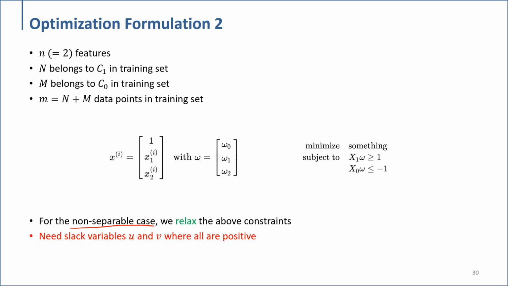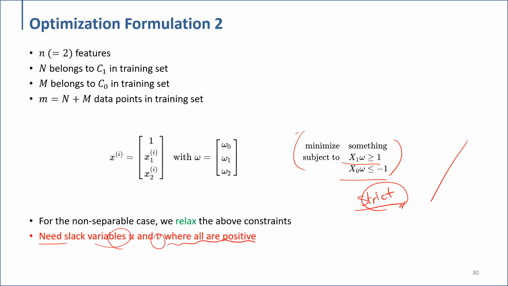When the outlier is included, we know that the data is non-separable. So in this case, we need to relax the above constraints. This one was too strict, so we were not able to find a proper decision boundary or decision band. In this case, we need to select variables u and v where all are positive. I'm going to explain this in detail in the next slide.